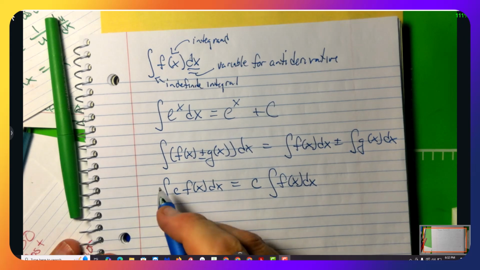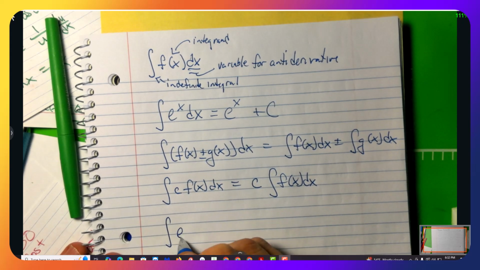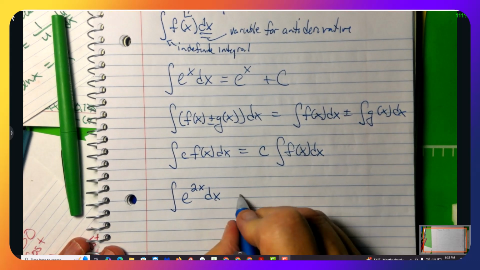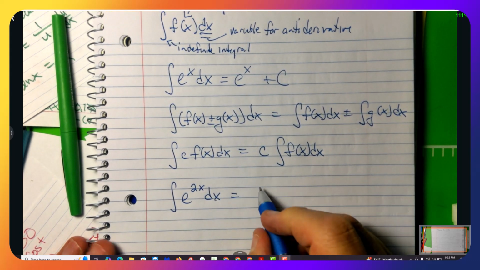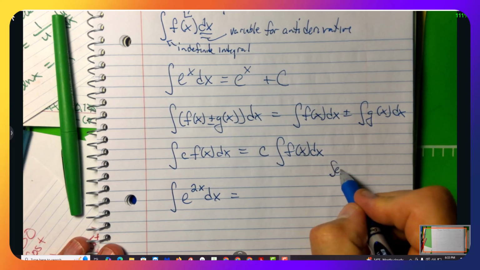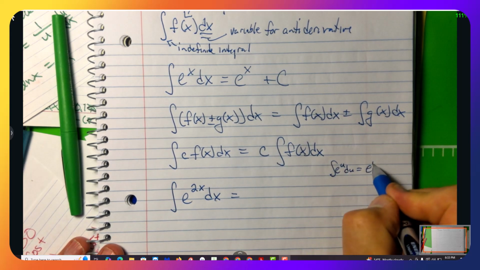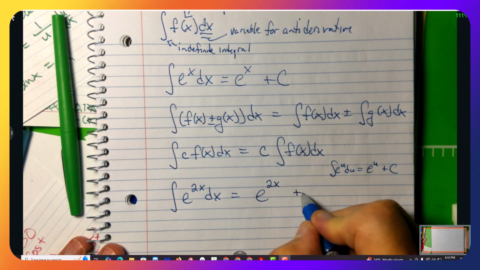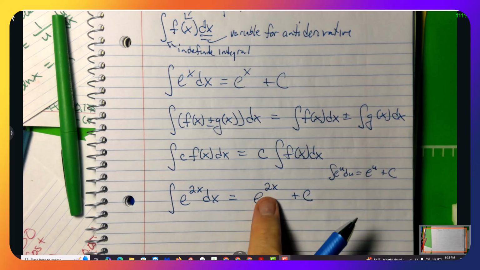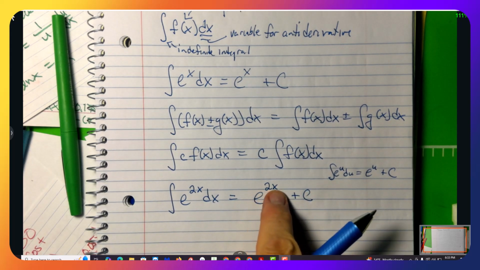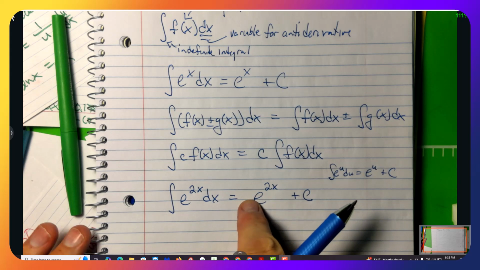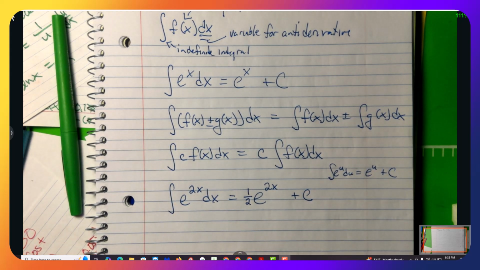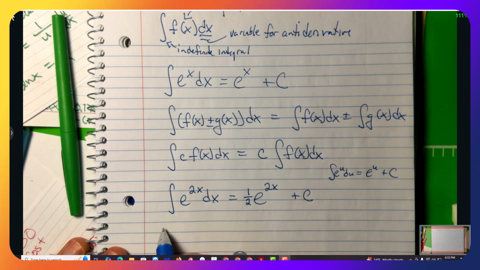Okay. Well, let's do a couple challenging ones. Well, let's think about this. The antiderivative of e to the u is e to the u plus constant. So I know it's going to be a 2x, and I know I'm going to add a constant. Now, wait 1 second. If I take the derivative of 2x, because this would be a chain rule, a 2 would pop out. I don't have a 2 there. So what do you multiply 2 by to get 1? A half. Well, let's check.